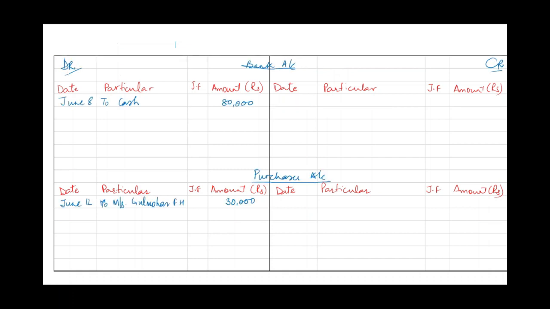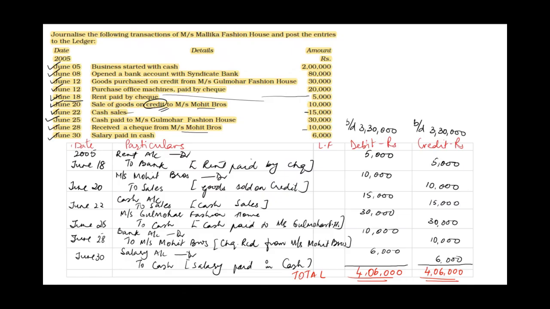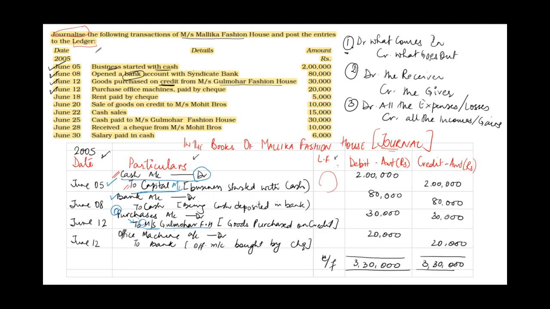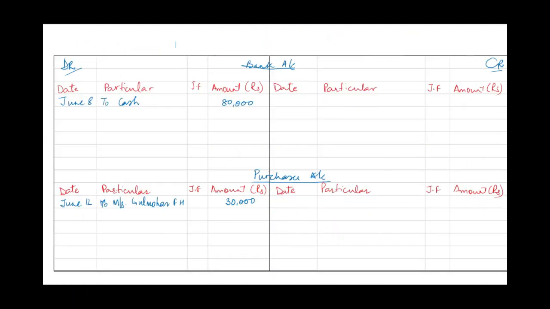Now we will go to the next transaction, the next entry that we had passed in the journal. So let me move to that page now. I'll go back here. Now here it says we have so far done 3. The fourth one is on June 12th, office machine bought to bank. So again, the bank account I've already opened, I don't have to open it again. I need to open an office machine account, 20,000. Debit what comes in.